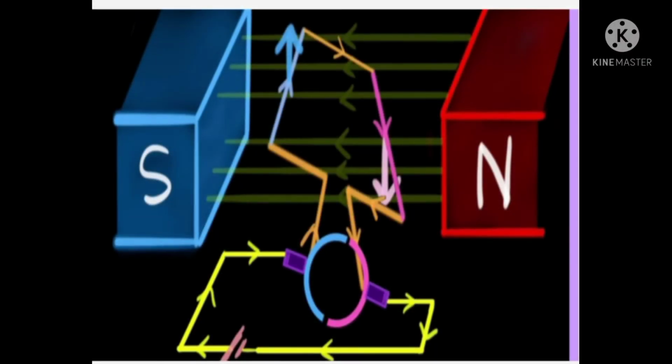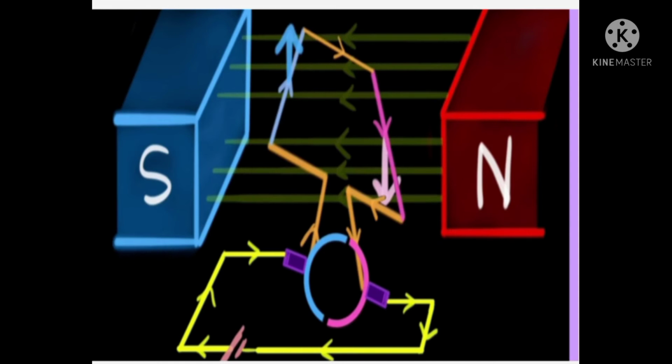So the current again starts to flow, but this time the direction of current flow is blue to pink, and that means the direction of current reverses. Now the direction of flow of current is blue to pink as shown in the figure. So this time the blue side experiences an upward force and the pink side experiences a downward force according to Fleming's left hand rule.